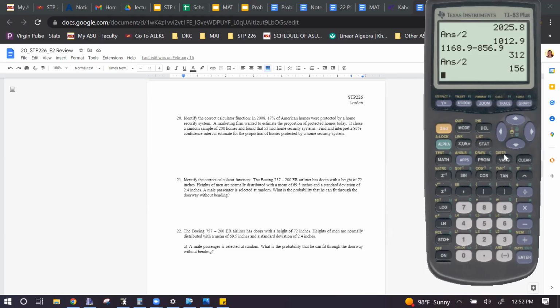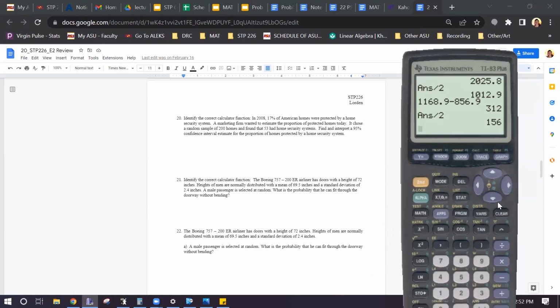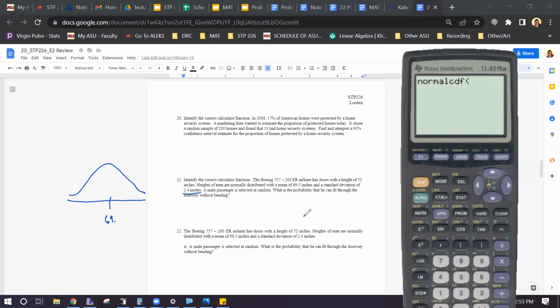Okay, so for number 21, everyone can see the calculator, right? All right, so I would go second vars, normal CDF, and then let's draw this out. So I've got this curve here. It's got a mean of 69.5 and a standard deviation of 2.4. And I'm being asked, what is the probability someone can fit through the door if the door is 72 inches.